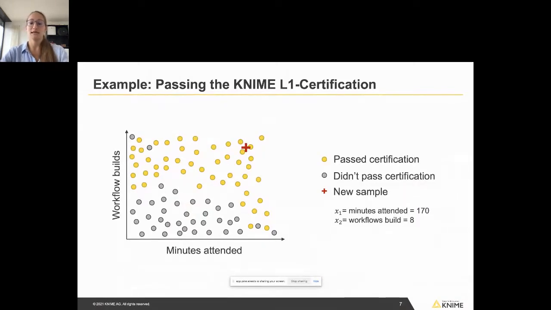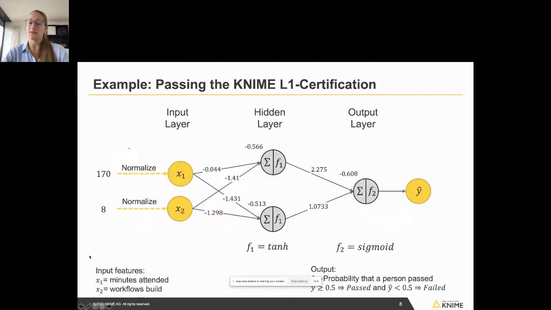So let's assume that the data scientist has attended 170 minutes of our course and he built 8 workflows. Then he can feed how many minutes he attended and how many workflows he has built into our feed-forward neural network. Probably he would normalize the values, because that's what we normally do when we train deep neural networks. Then he inputs these values into the neural network. The neural network takes these inputs, the weights of the network and the bias, applies the activation function tanh, and calculates the activation in the first hidden layer. These values are then used by the output layer to calculate the probability that the data scientist passes the L1 certification.